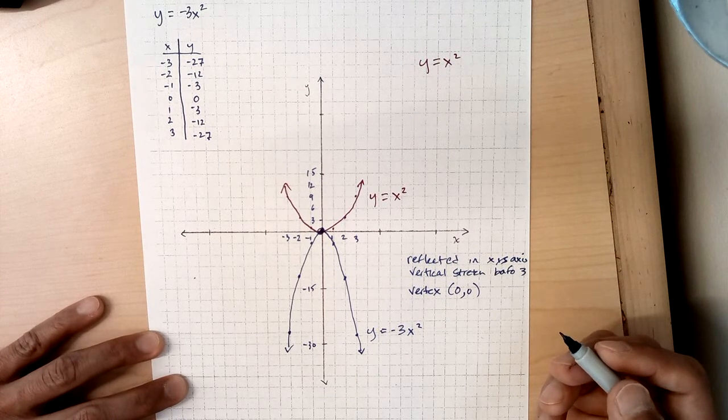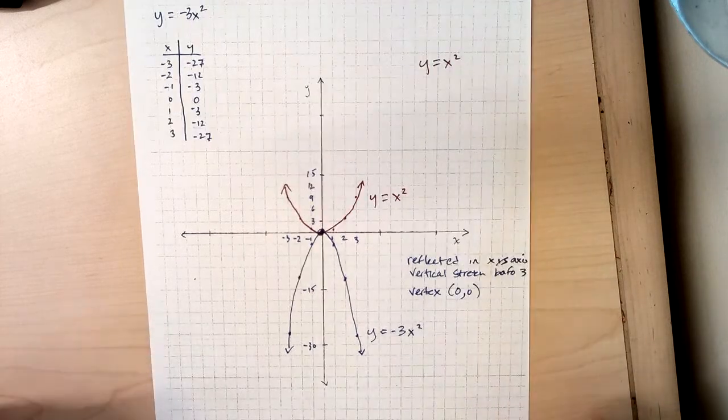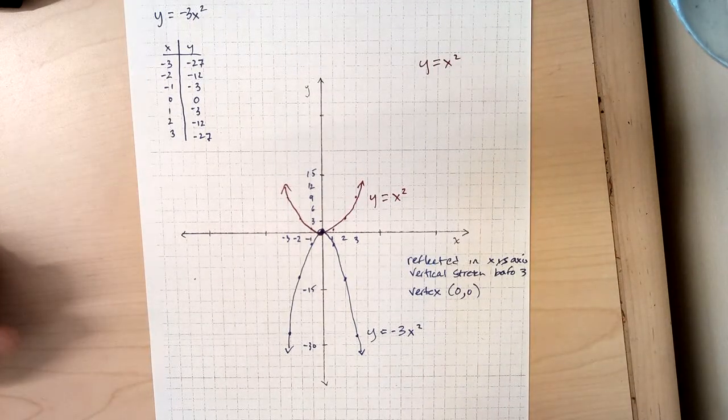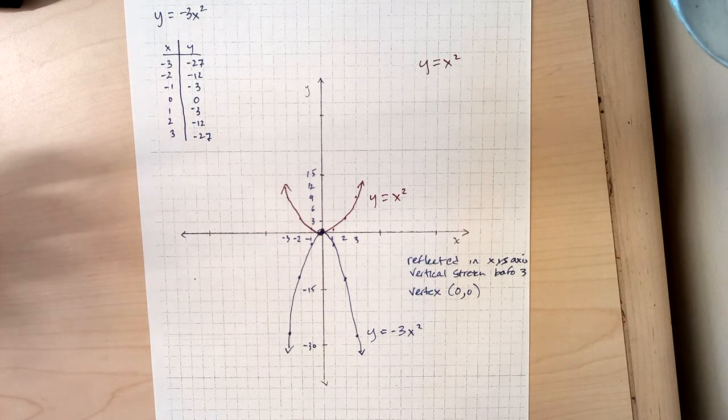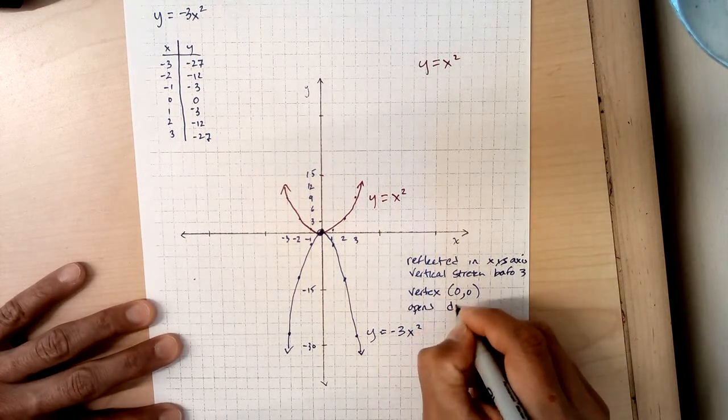The graph opens down for y equals negative 3x squared. Instead of a U shape, it's an upside down U. You think about it as like a hill or an umbrella, but the graph opens down now instead of up.